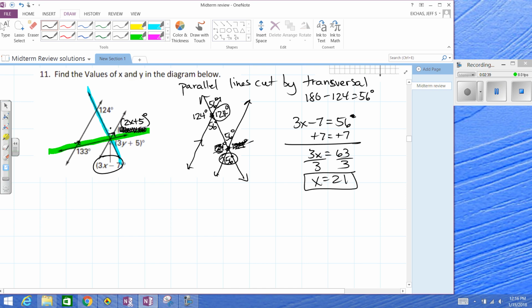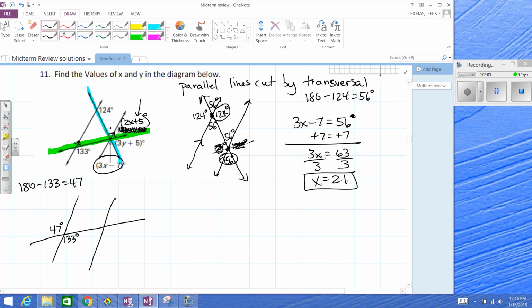Okay, so now of course we could use that to get this one, and then eventually we'll be able to find y. All right, looking at the other transversal, I should say. So now we're looking at this one, 133 here, pretty much the same process. The 47 should go there, 133 there, 47 here, and then look at the other intersection again because these are your parallels. Same positions, 133.